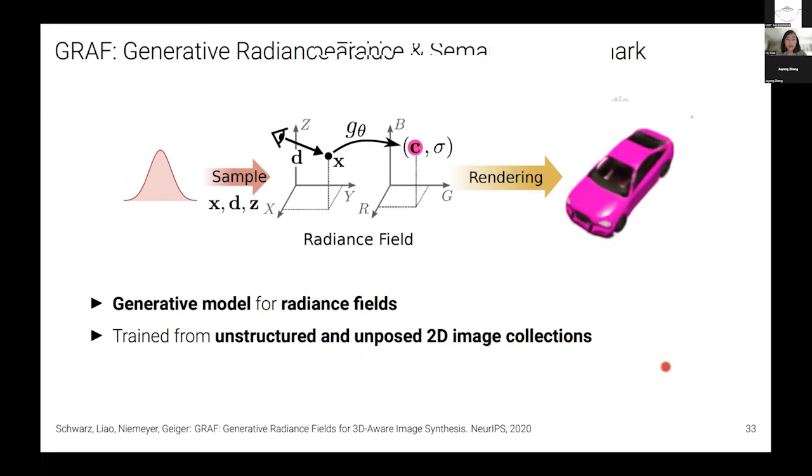And here is an illustration of our generator. We sample from a noise and we also sample input location and viewing direction. And then we represent the scene as a radiance field, and we use volume rendering to render an image. Note that the discriminator is exactly the same as in the original GAN, just a 2D discriminator applied to the image collections.